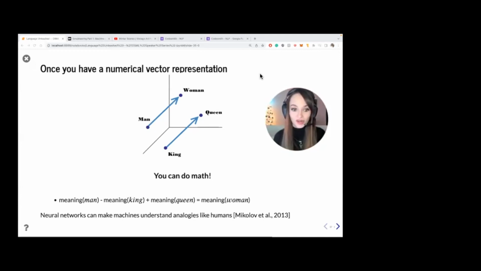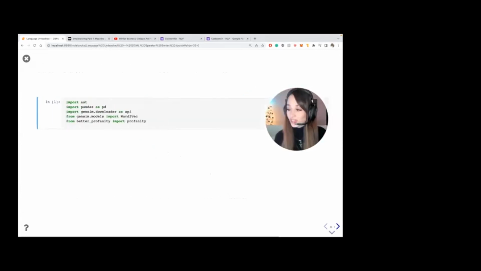And basically, their conclusion is that neural networks can make machines understand analogies like humans, which was a huge step in the world in NLP because it allowed us to do cooler things. So of course, this wouldn't be a coding talk and data science talk without any code. So let's just see a small example here.